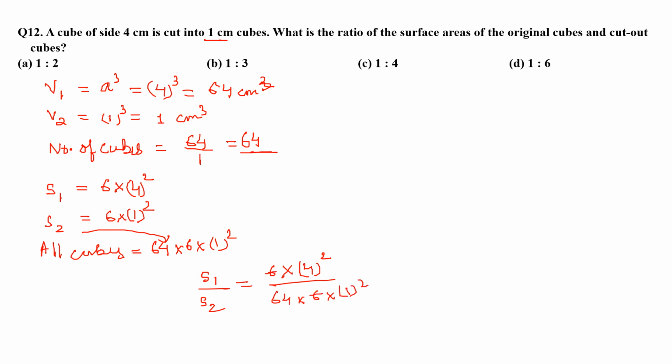Now I am simplifying. 6 and 6 cancel. 4 fours are 16. 16 by 64, and 1 square is 1, so no need to write. Now 16 times 1 and 16 times 4. So the ratio is 1 is to 4. So the correct option is option C. So C is the correct option. Now moving to next question.